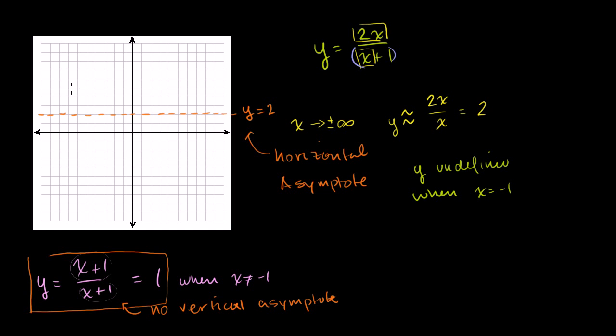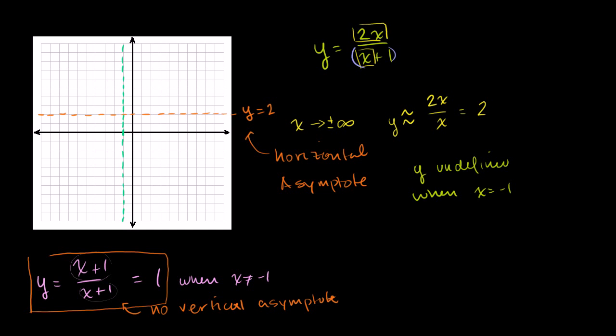x is equal to negative 1 is a vertical asymptote for this graph right here. So x is equal to negative 1. Let me draw the vertical asymptote. It will look like that. And then to figure out what the graph is doing, we could try out a couple of values.